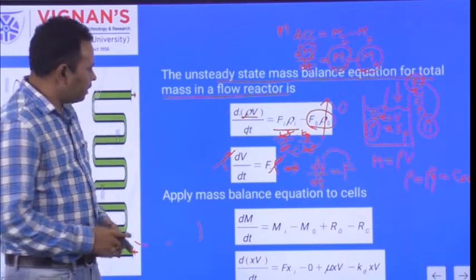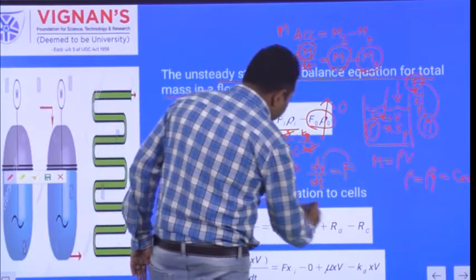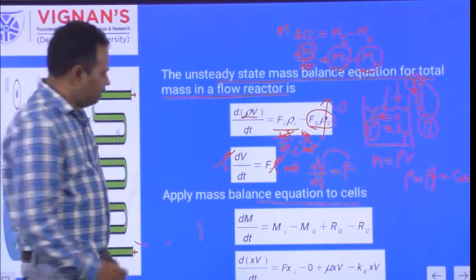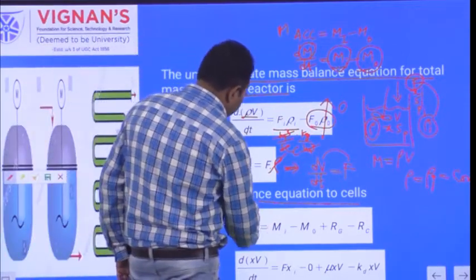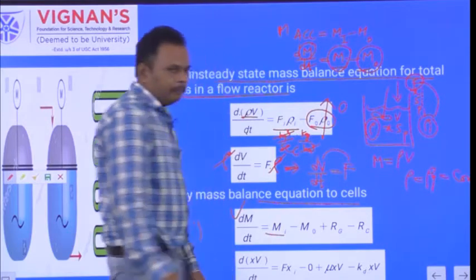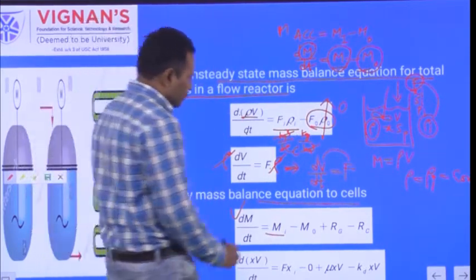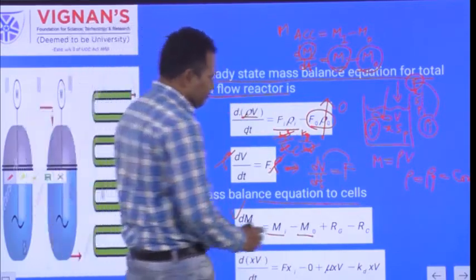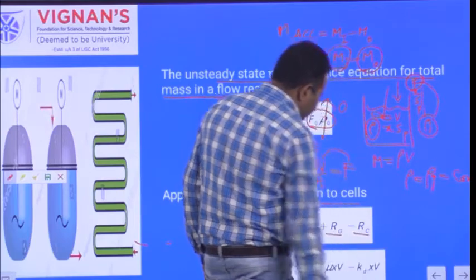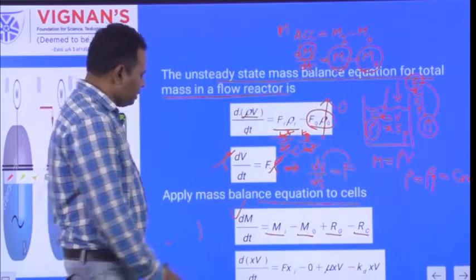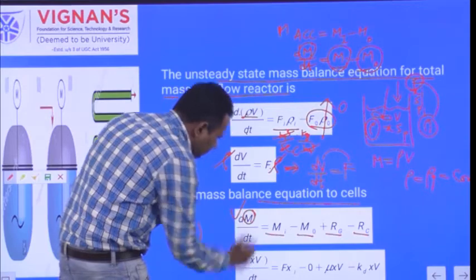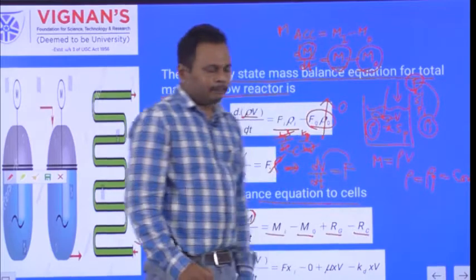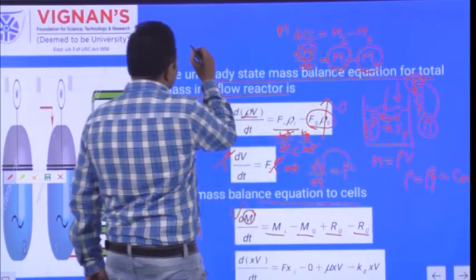Further, apply the mass balance equation to the cells. Again, five terms come. The accumulation dm/dt is equal to mi, the mass of the cells entering the fermenter, minus m0, the mass of the cells leaving the fermenter, plus Rg, the rate of generation of the cells due to biological reaction, minus Rc, the rate of consumption of the cells. Now, what is the mass of the cell? With the available information in the fermenter, when you multiply cell concentration with volume, you obtain x into V. Mass of the cell is nothing but x into V.